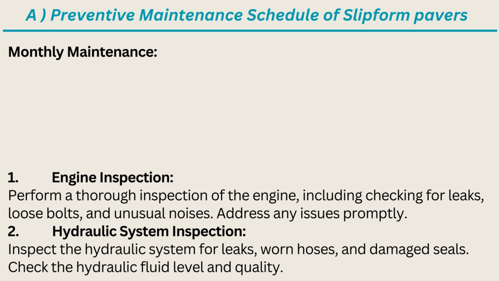Monthly maintenance. 1. Engine inspection. Perform a thorough inspection of the engine, including checking for leaks, loose bolts, and unusual noises. Address any issues promptly. 2. Hydraulic system inspection. Inspect the hydraulic system for leaks, worn hoses, and damaged seals. Check the hydraulic fluid level and quality.